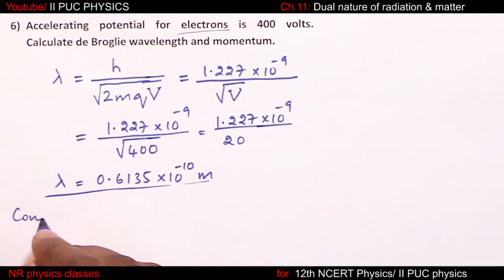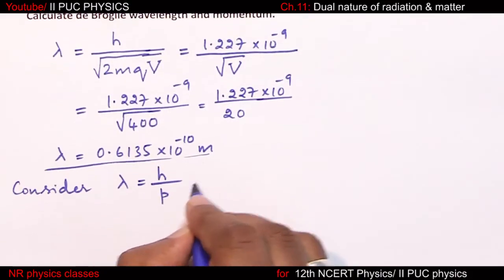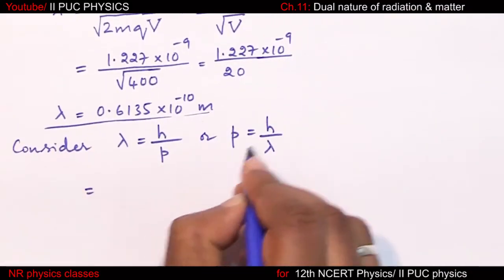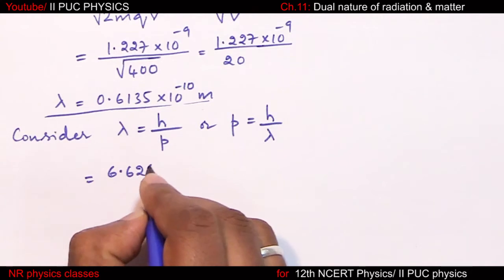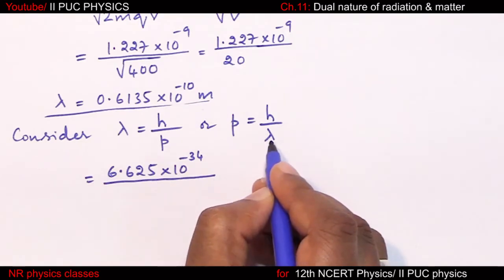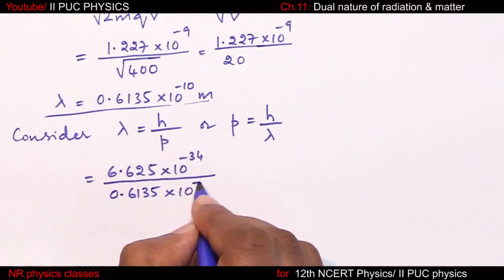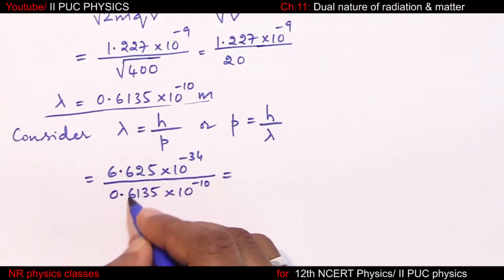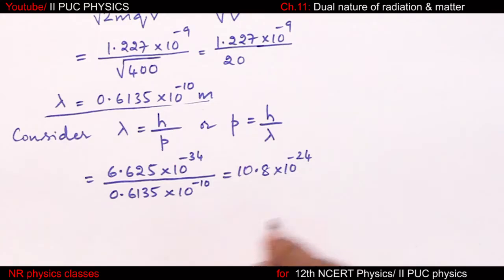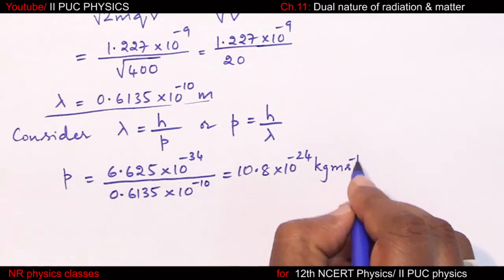Consider lambda equal to h by p, or p equal to h by lambda. H is 6.625 × 10 power minus 34, by lambda, the de Broglie wavelength, which is 0.6135 × 10 power minus 10. This ratio is 10.8 × 10 power minus 24. Since it is momentum, unit is kg meter per second.